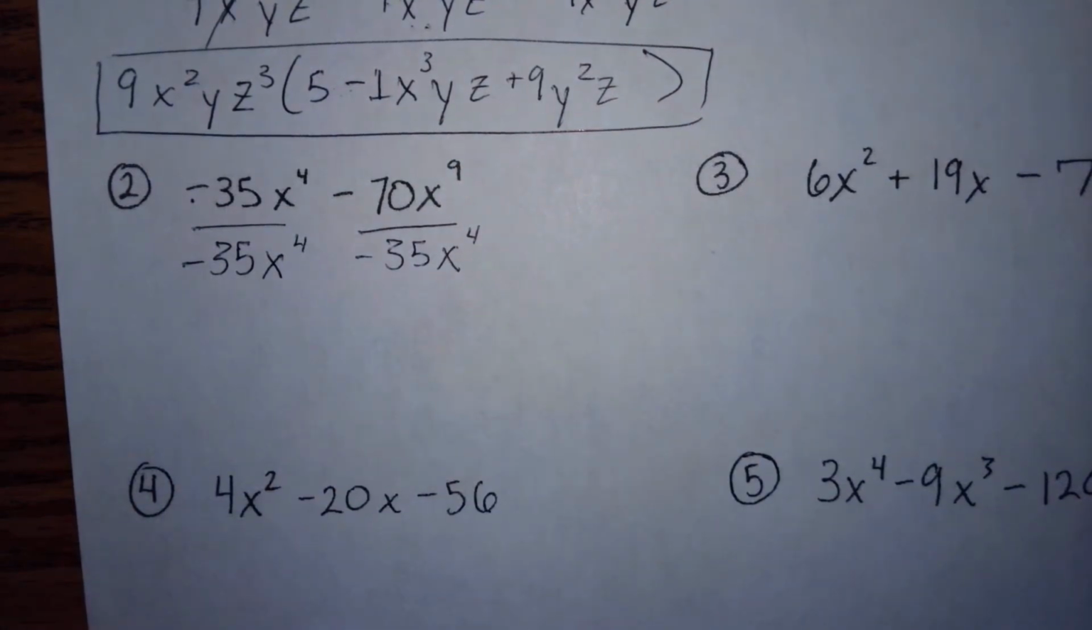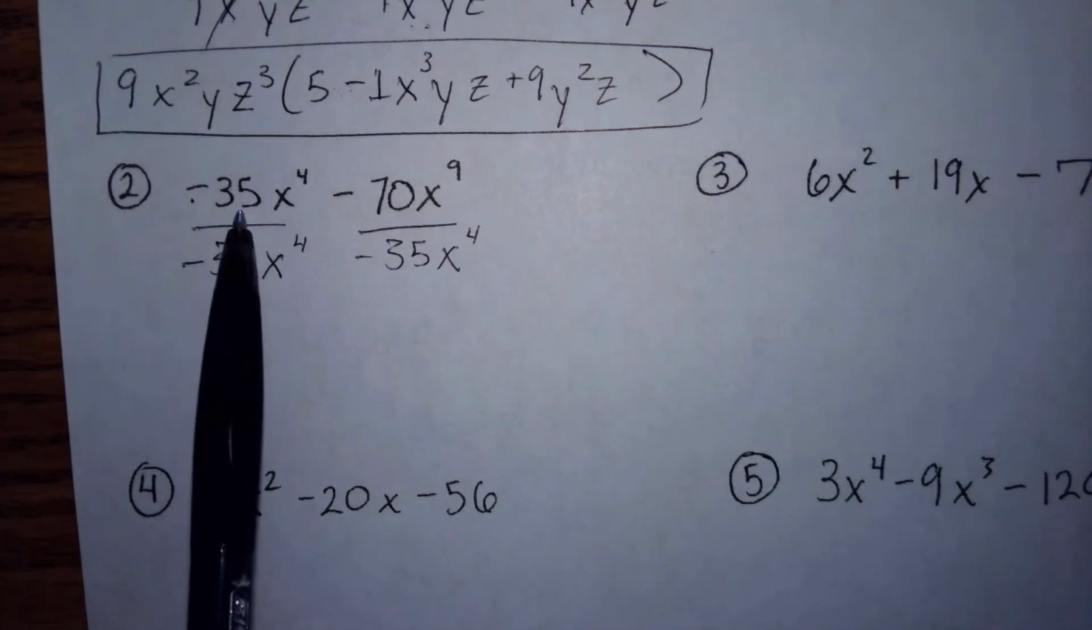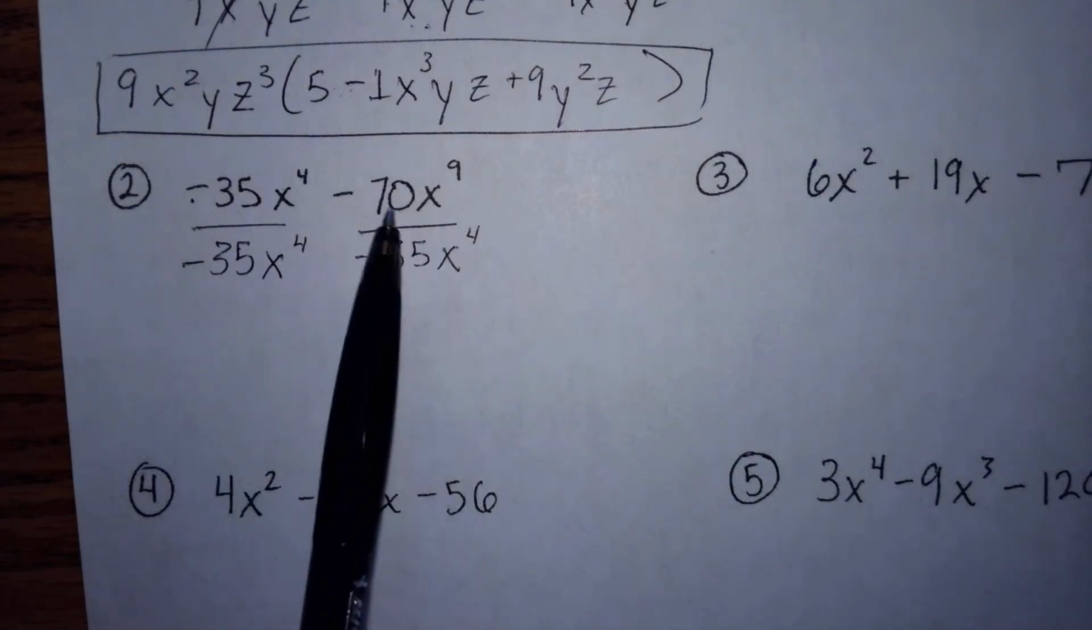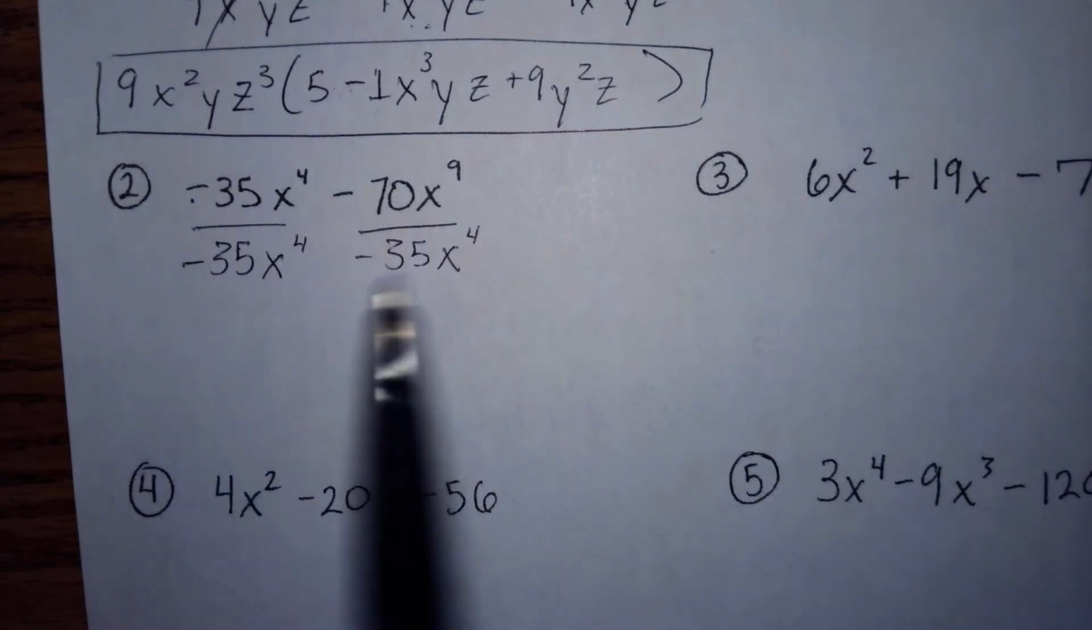I always try this. Anytime I have a first term, the smallest number, I'm going to try and divide that into 70. And in this case, it works out.